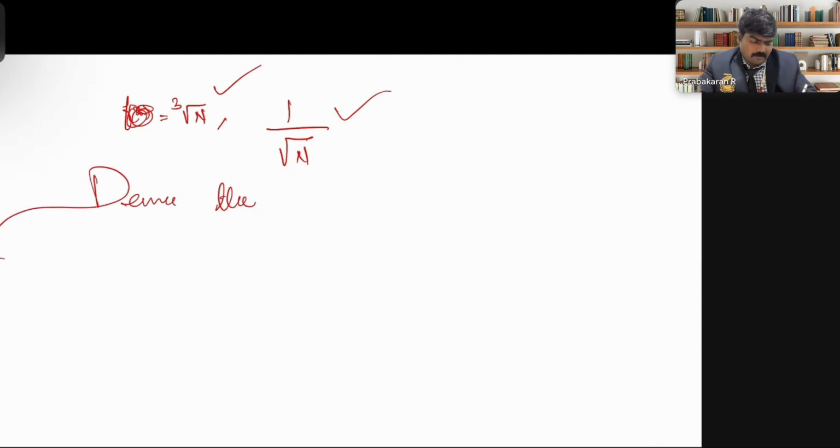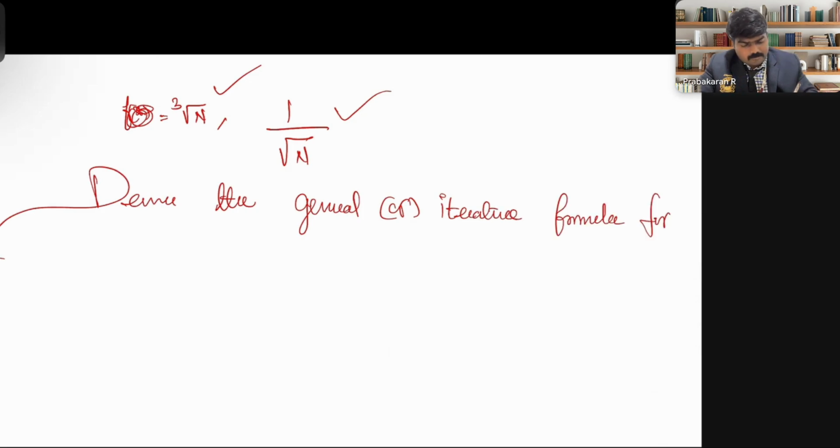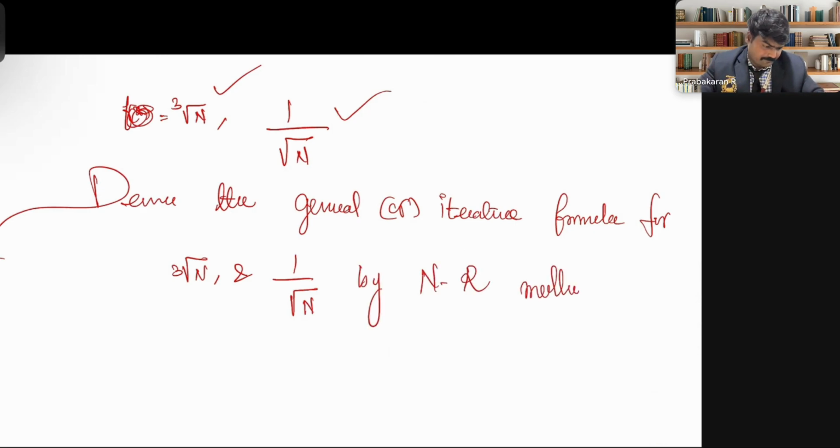And if you are really curious, this is the same way you can go for solving the cube root of any integer, and 1 by square root of any integer. Take these two problems as homework. Try to derive the general or iterative formula for the cube root of any integer and 1 by square root of any integer by the NR method, that is the Newton-Raphson method. It's very easy. If you understood the problem, it's going to be very easy.